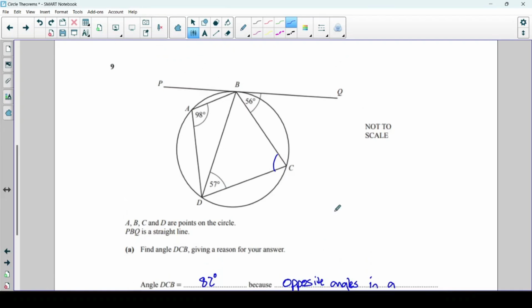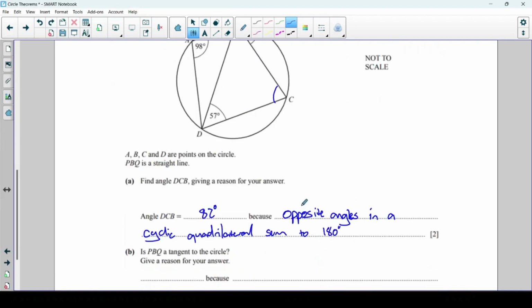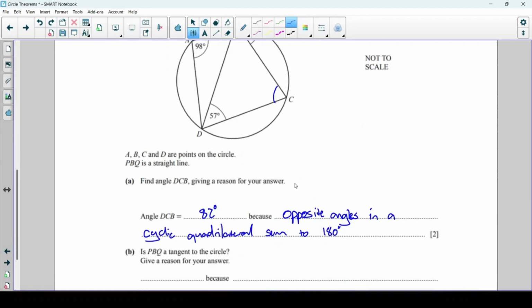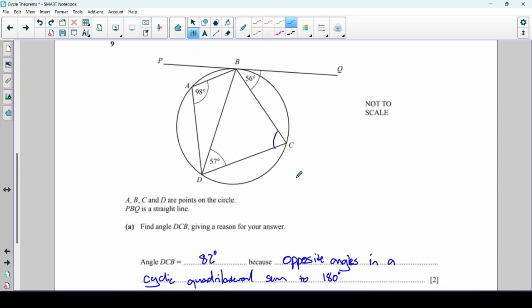Is PBQ a tangent to the circle? Okay, so we're told that it might be or it might not be. So I guess if we know that this is 82 degrees, I guess we're going to try and use alternate segment theorem and see if it actually works. Okay, so PBQ.